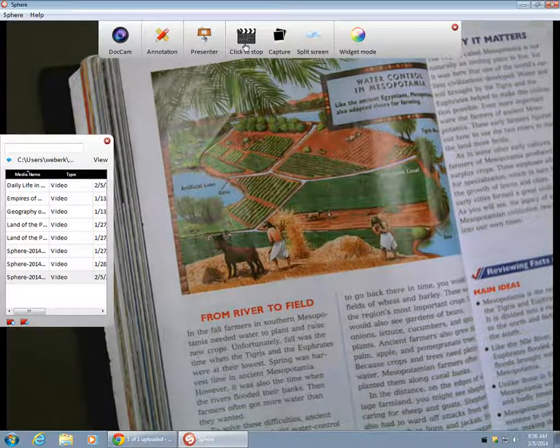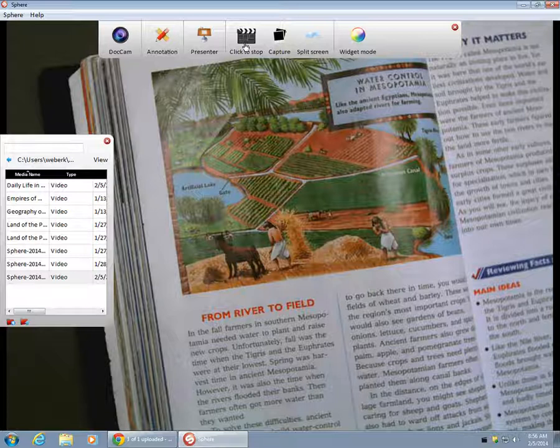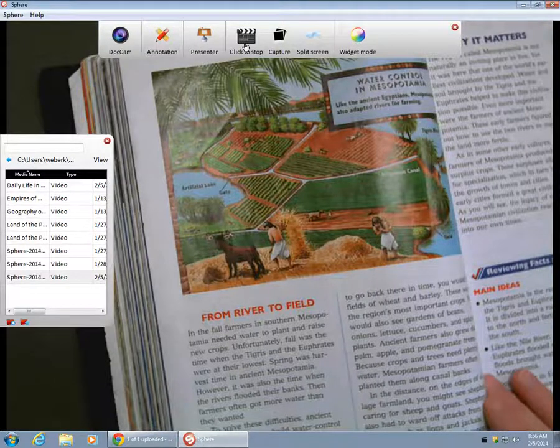To solve these difficulties, ancient farmers learned to build water control and irrigation systems. So, the problem was the water came at the wrong time. Here is their solution: they built water control irrigation systems. Look at the diagram above to see how these systems work.